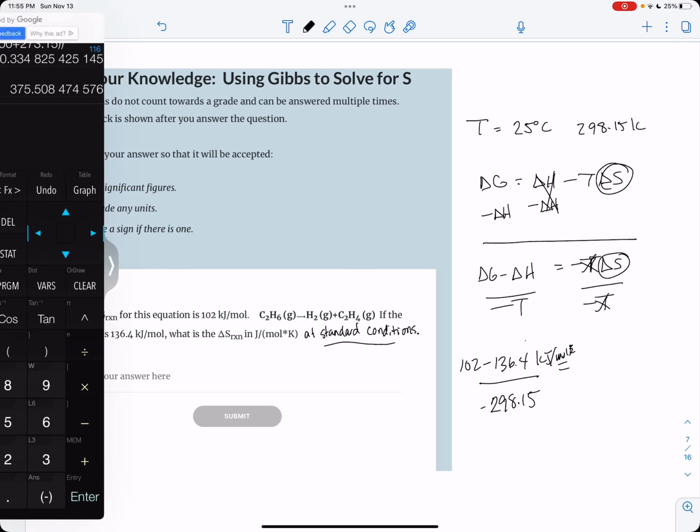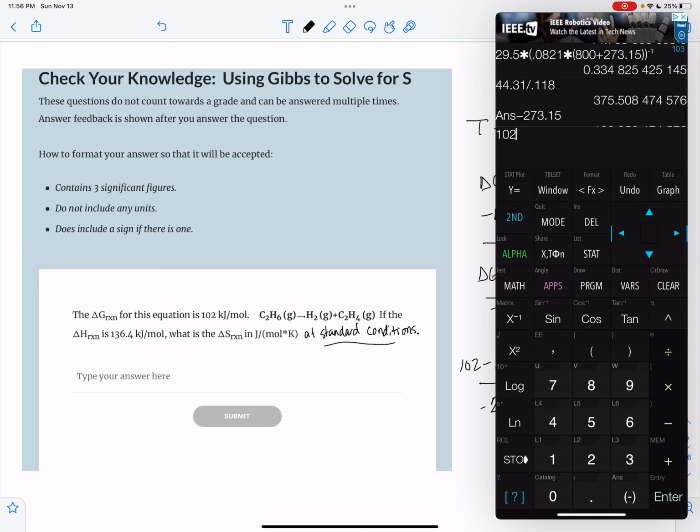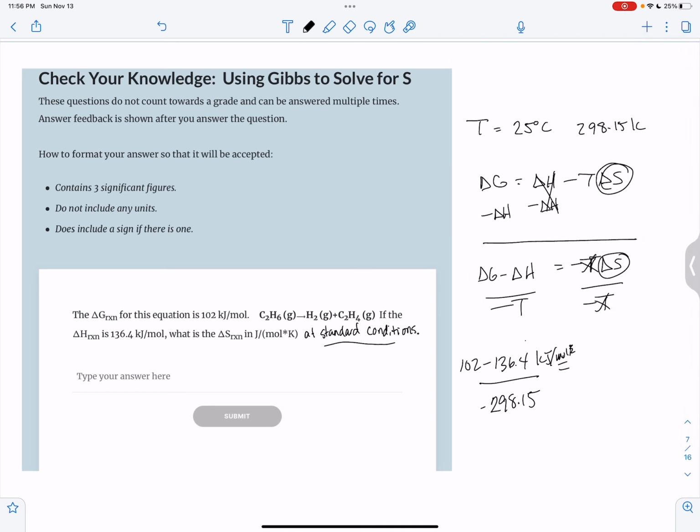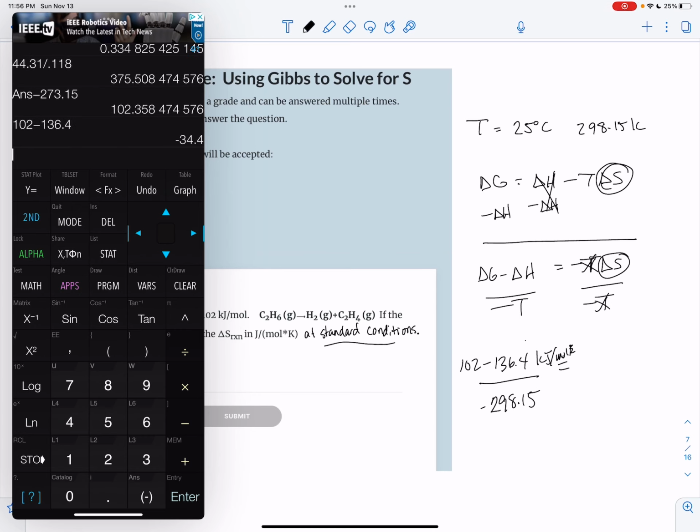So when I pull over my calculator, I get the screen to be covered. There we go. Let me send it back over here. All right, so I get 102 minus 136.4, and then that whole thing divided by negative 298.15 gives me that my delta S is equal to 0.115.